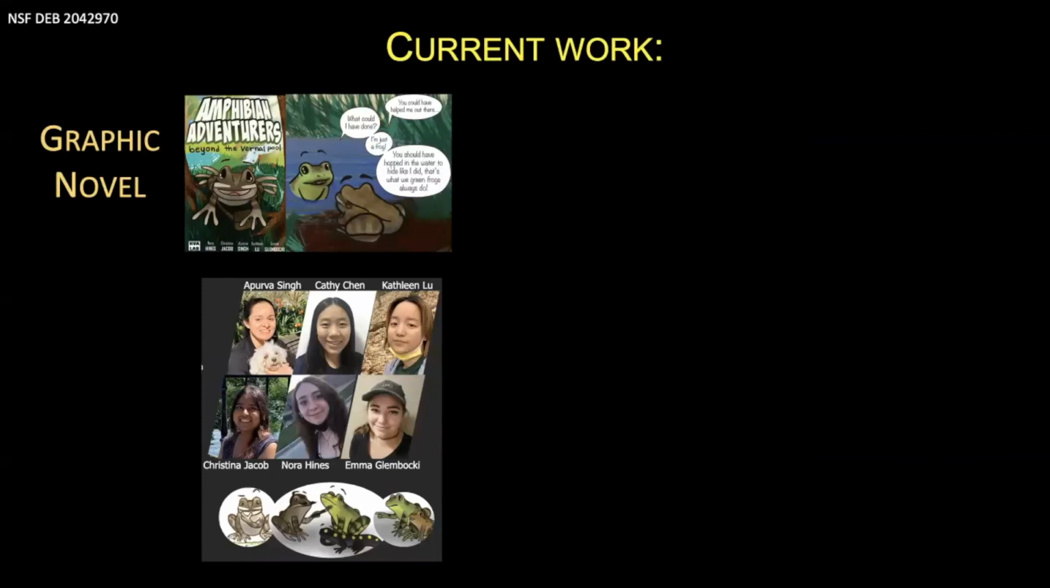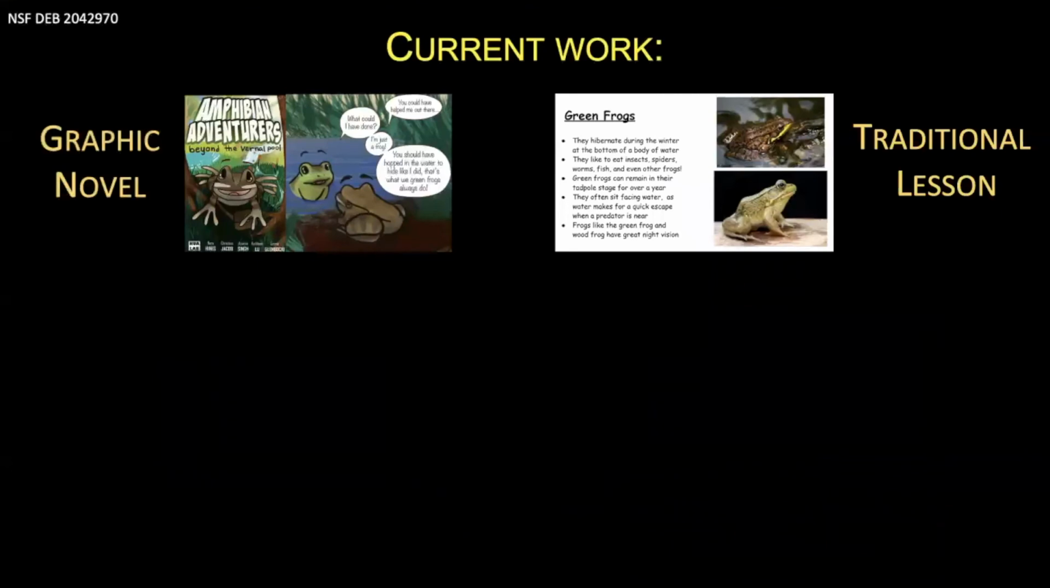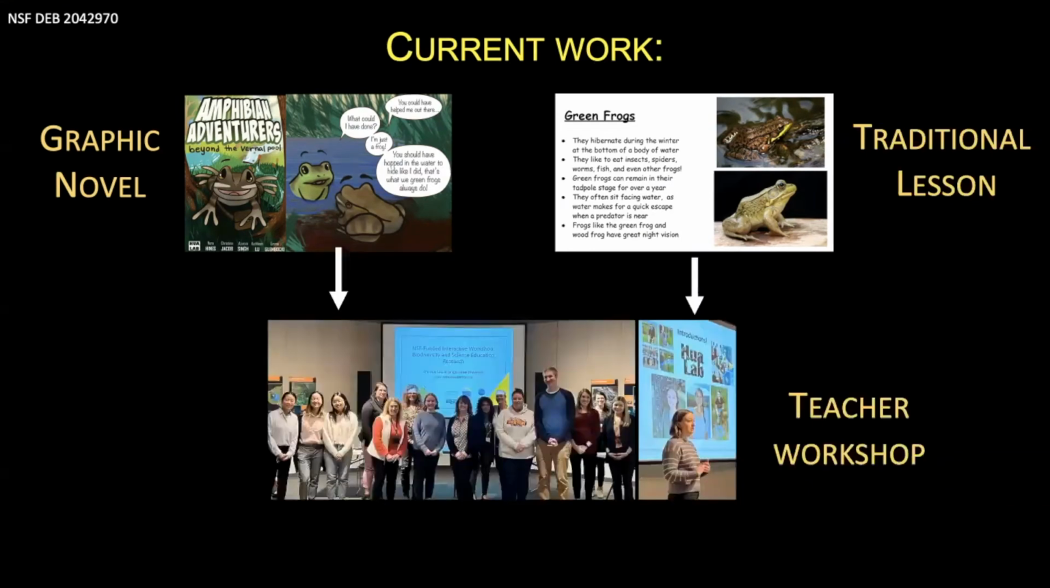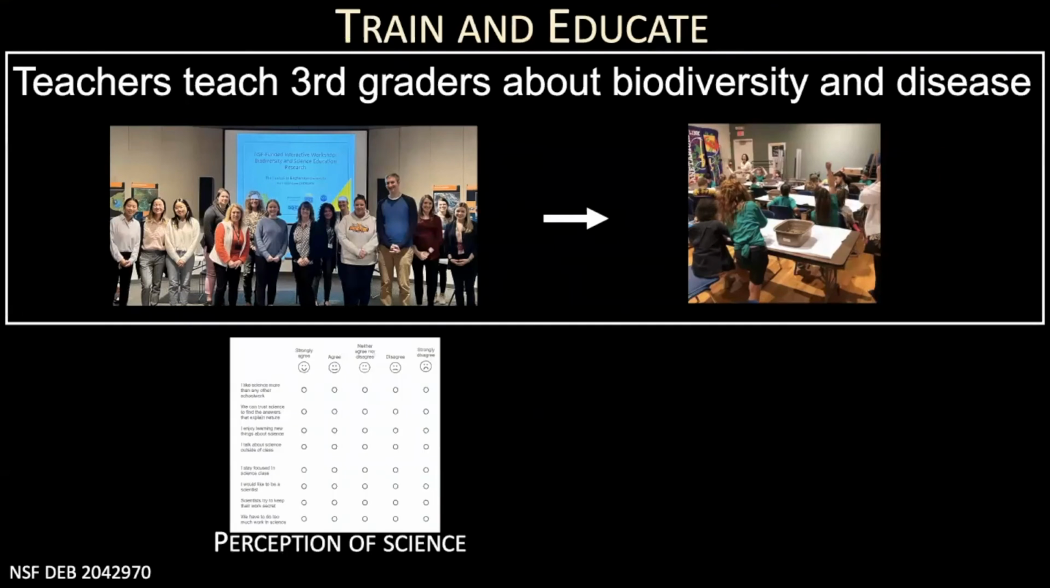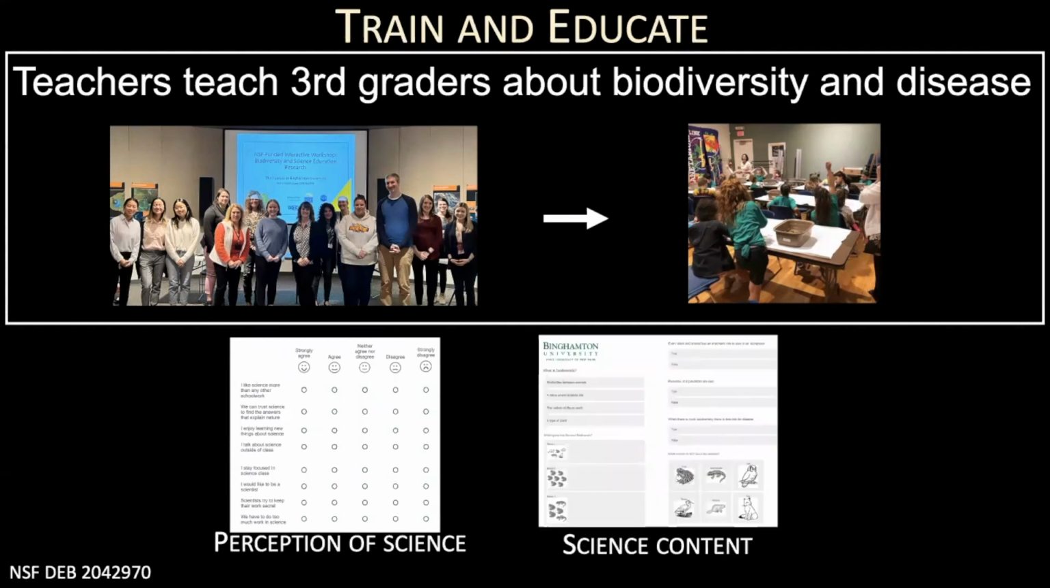So in addition to the graphic novel, we've also generated a traditional lesson. This lesson is just a traditional PowerPoint. And so we have these two resources that we use to train teachers to teach their students. And then what the teachers will do is break up into two groups. Half will give the graphic novel lesson, half will give the traditional lesson to their students. So they'll teach the third graders. And then the third graders will be tested on how the graphic novel or the traditional lesson affected their perception of science, as well as their understanding of biodiversity of amphibians and disease.